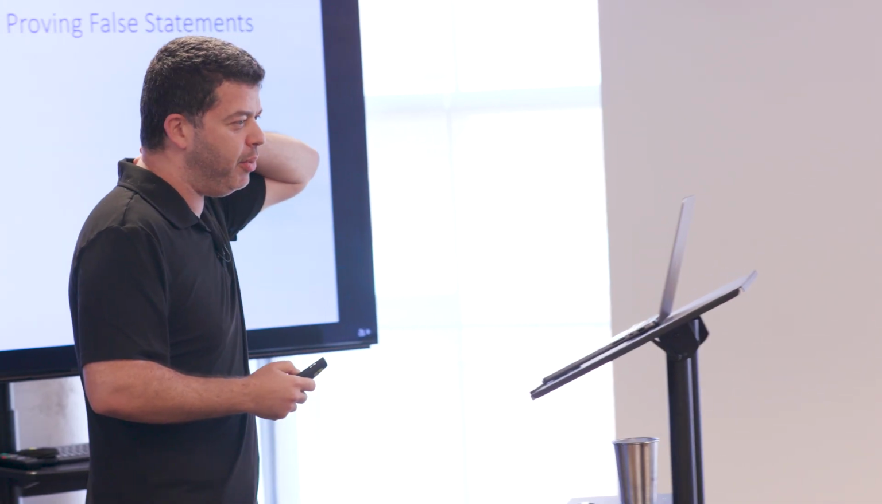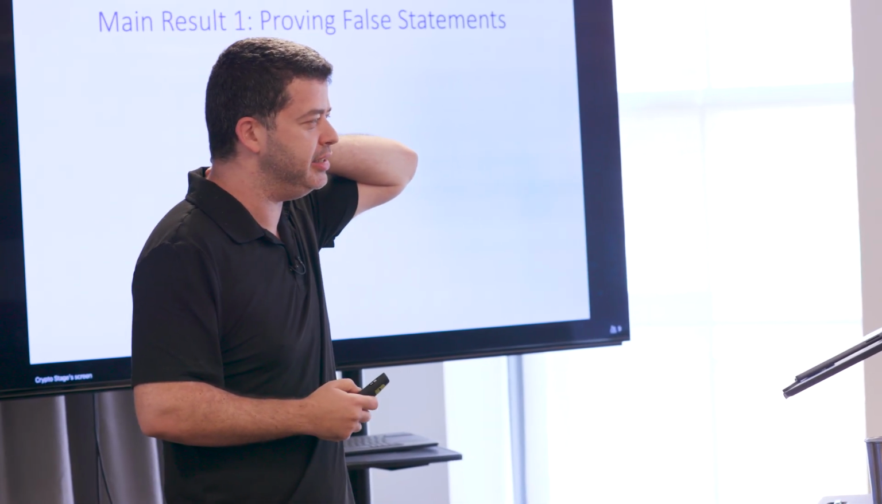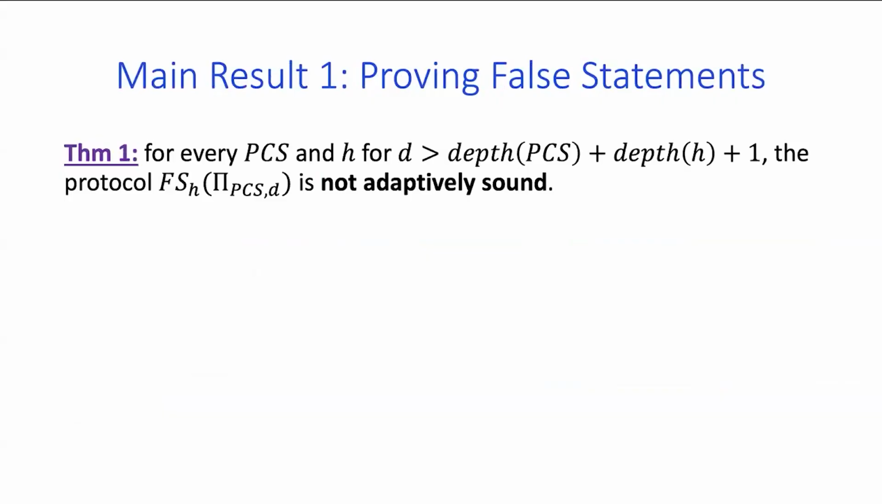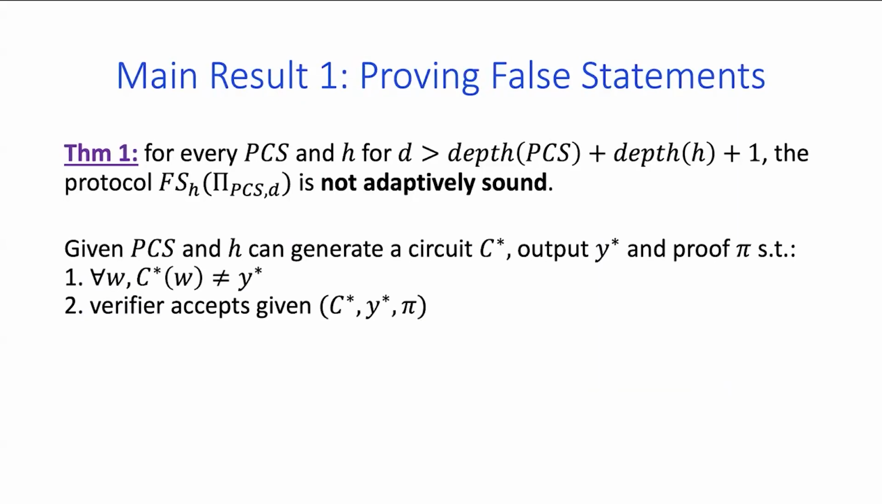I want to state the result a little bit more precisely. The main result is the following. Tell me what PCS you're using, whatever it is, and tell me what depth D GKR you're doing. As long as the depth is sufficiently large, we show that the protocol is not adaptively sound. This is just the contrapositive of what we said before. Given the PCS parameterization and the Fiat-Shamir hash function, we can generate a fully explicit circuit C star, which we're going to see today, and output Y star, so that C star never outputs Y star, and yet we are able to convince the verifier that it does.